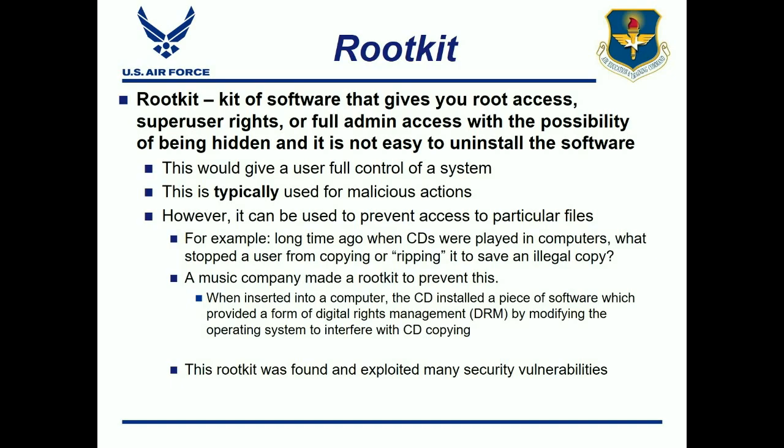This is typically used for malicious actions. However, it could be used to prevent access to particular files. For example, a long time ago when CDs were played in computers, what stopped a user from copying or ripping that music to save an illegal copy? A music company made a rootkit to prevent this. When inserted into a computer, the CD installed a piece of software which provided a form of digital rights management, or DRM, by modifying the operating system to interfere with CD copying. This rootkit was found and exploited many security vulnerabilities because of it.